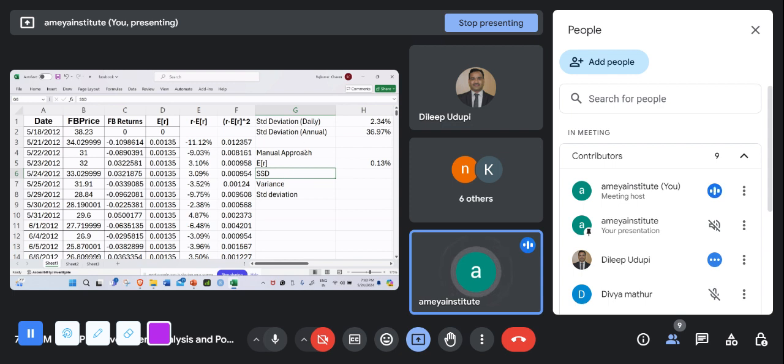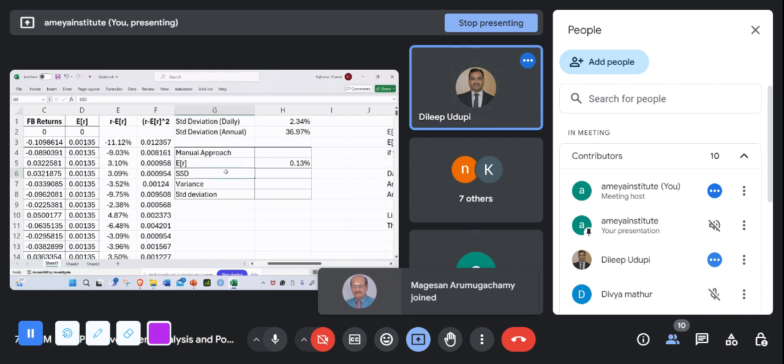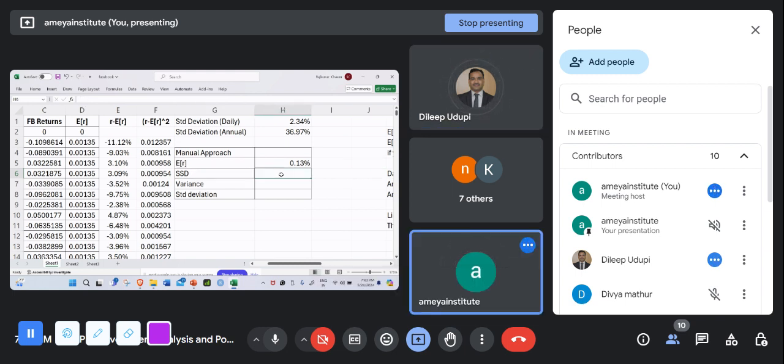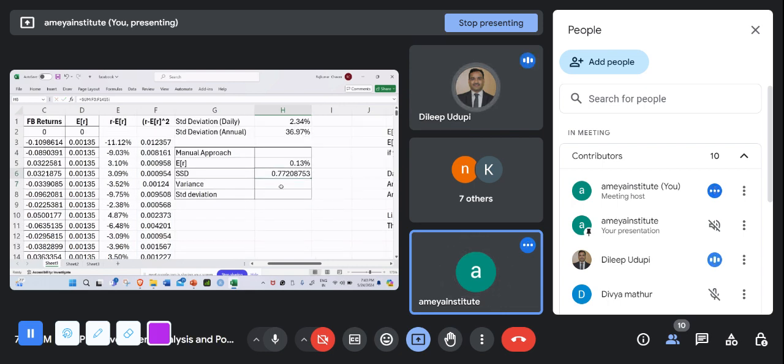So what do we call this? I'll put it here. So what is SSD? SSD is nothing but the sum of square deviation. Can we take the sum of this? Let us calculate, is equal to sum of all these deviations. Select this, control shift down, close the bracket. So what is the value we got? 700.770.